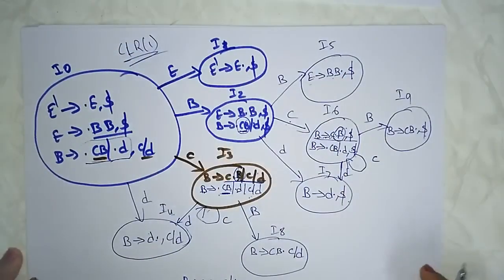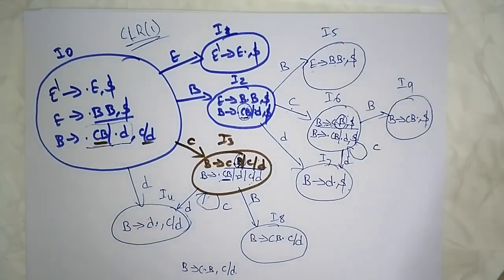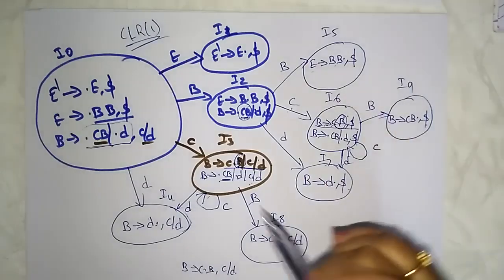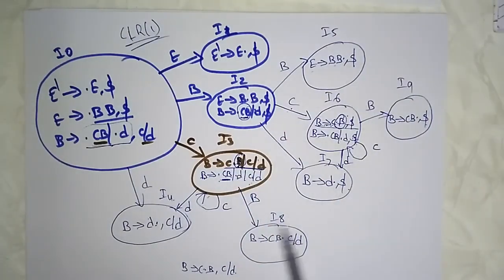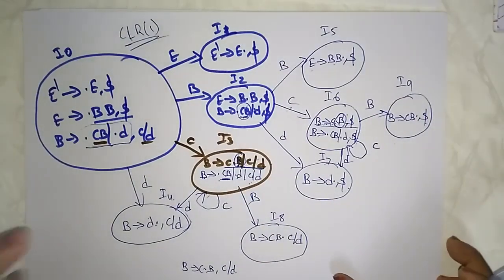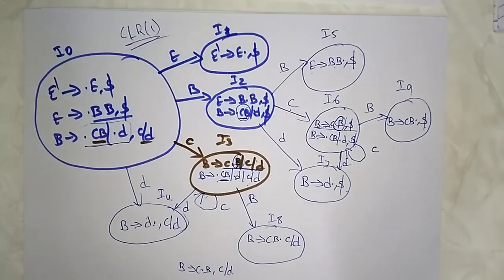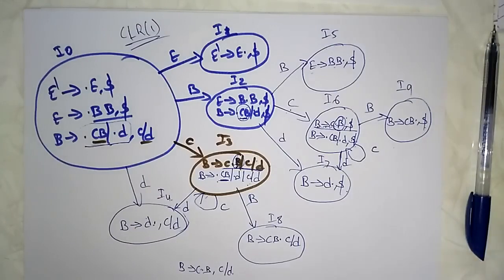Did you observe that there are so many states compared to LR0 and SLR1? CLR1 has many states. Total how many states? 0, 1, 2, 3, 4, 5, 6, 7, 8, 9, so there are 10 states in total. So CLR1 has more states, which means a bigger parsing table with more rows. Let's see the parsing table of CLR1 in the next video.